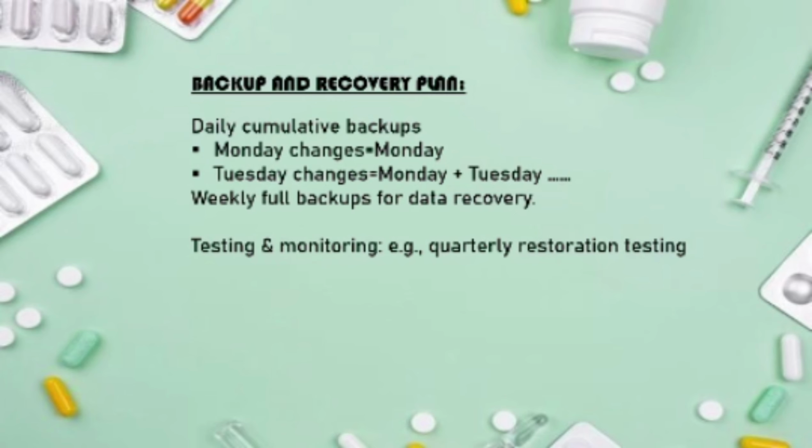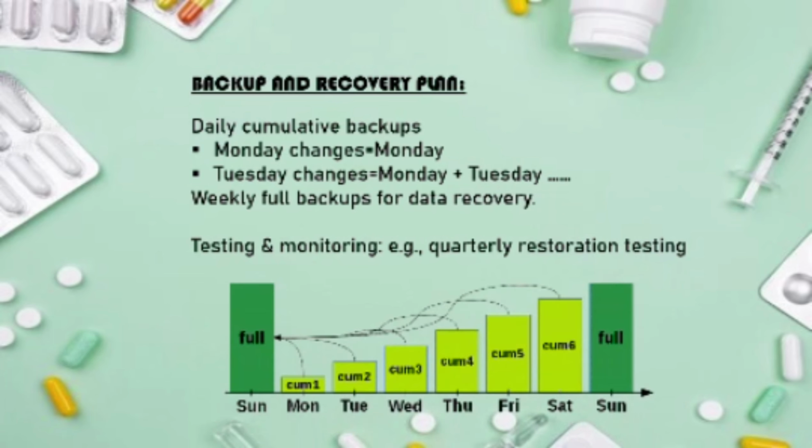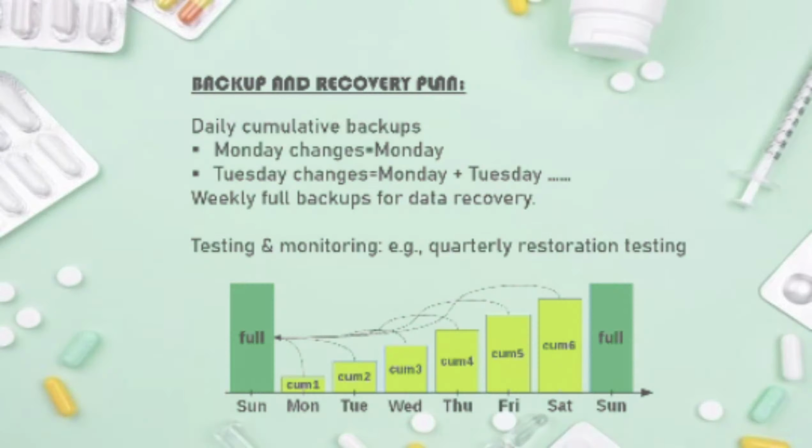Backup and recovery plan. Here, they use a cumulative backup and full backup. In cumulative backup, on Monday we back up only Monday's changes. On Tuesday, we back up both Monday's and Tuesday's changes, and this continues through the week. On Sunday, we perform the full backup. So, this gives us a complete copy of all data once every week. This model helps to recover data quickly if something goes wrong.